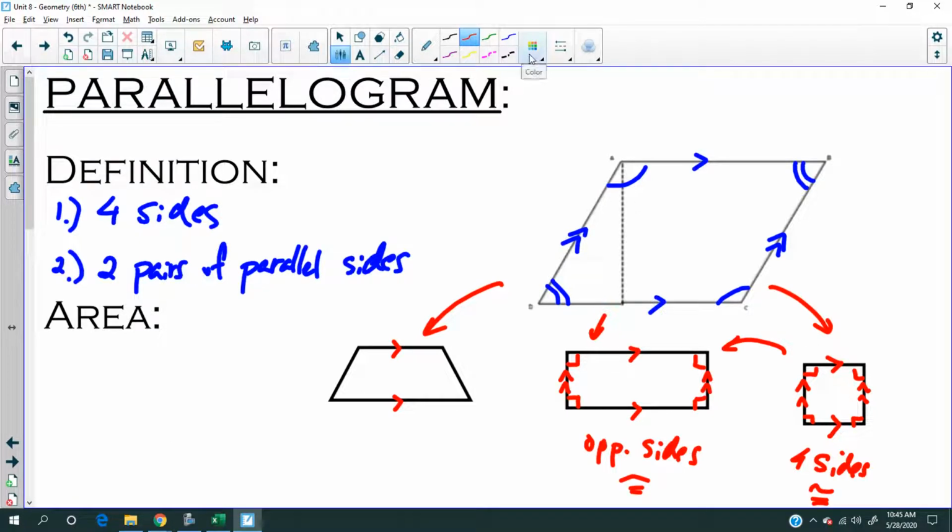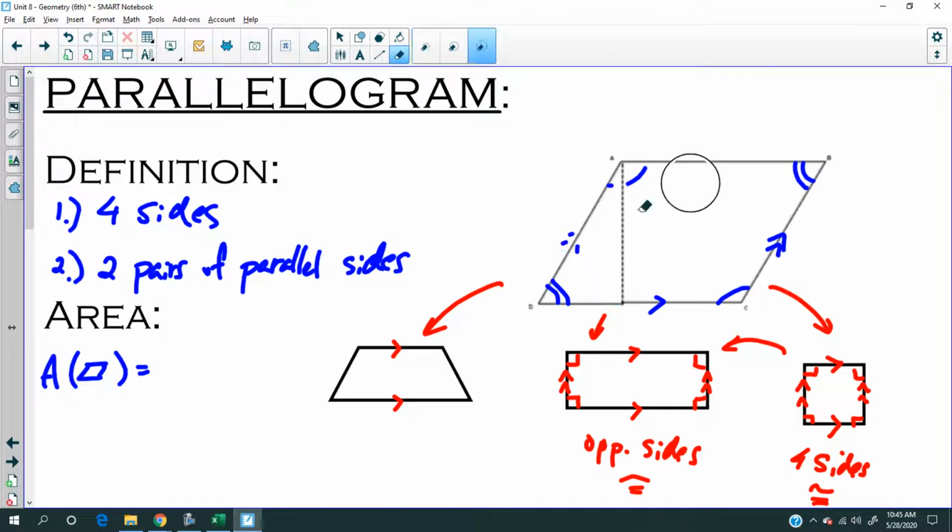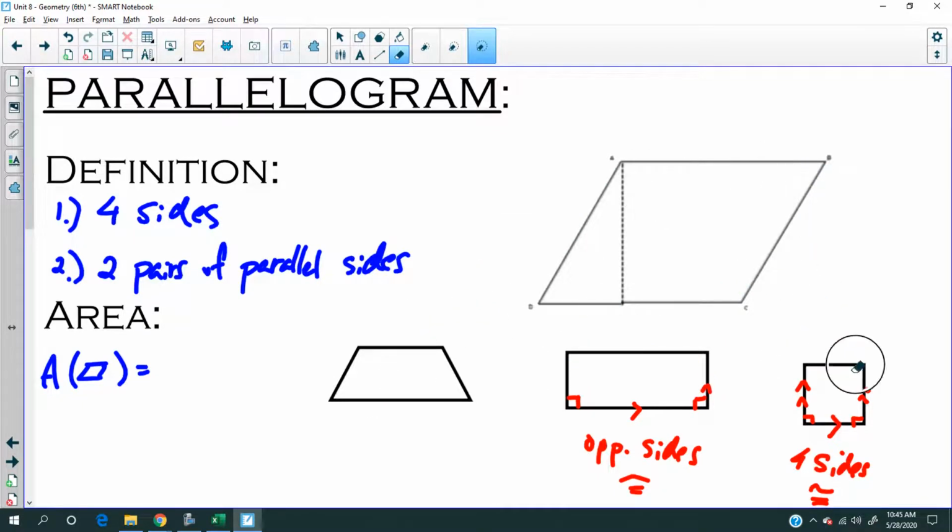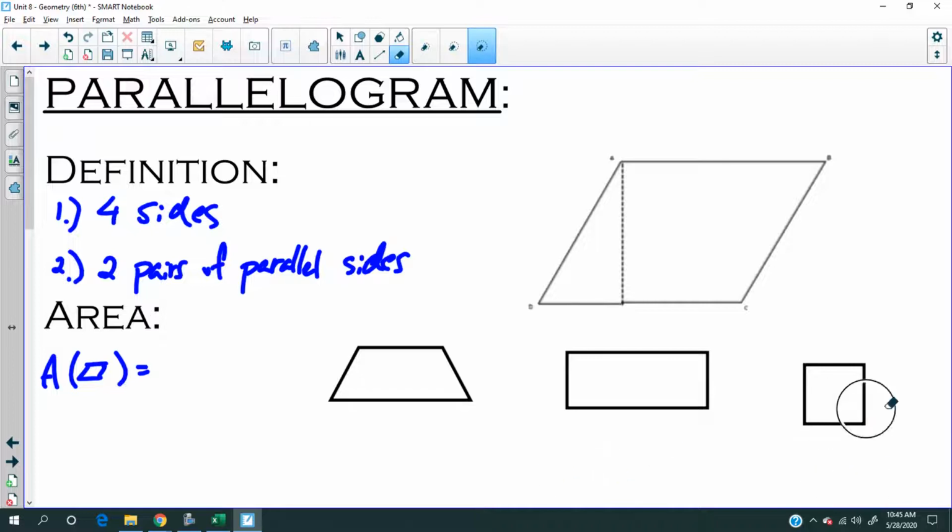Okay, so let's talk about the area formula for a parallelogram. What's the area formula of a parallelogram? Let me clean this all up first. Very easy, super easy. Let's say this is the base and this is the height. I'm not doing anything crazy here, nothing new really. The formula for a parallelogram is base times height, and that's it.